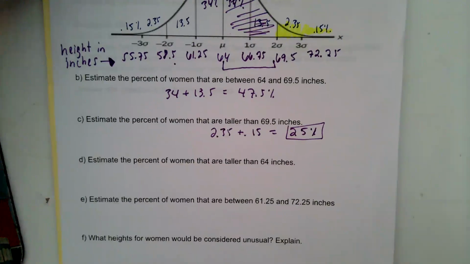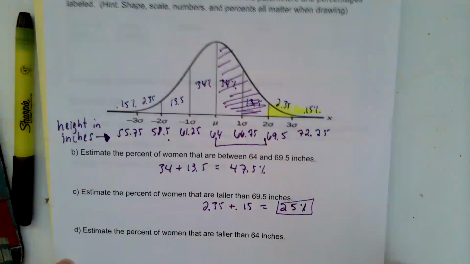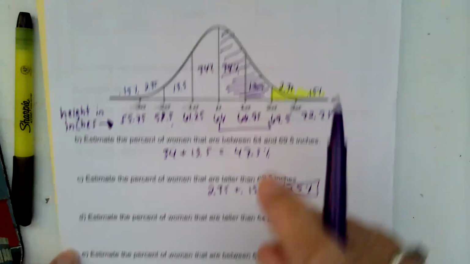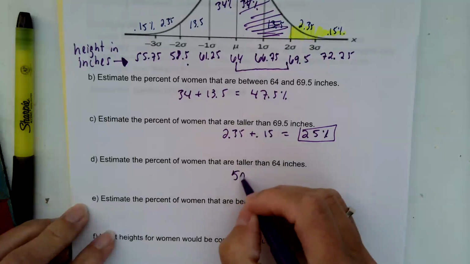Estimate the percent of women that are taller than 64 inches. Well, 64 is right in the center where our mean is, and we talked about how that should be 50% to the right and 50% to the left. So we would expect 50%.